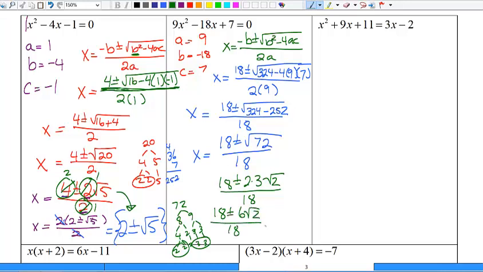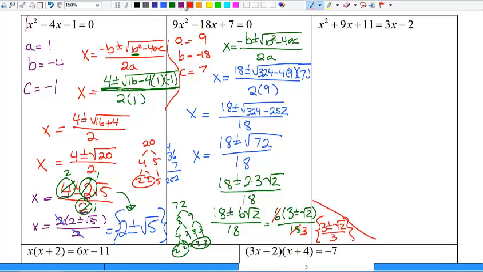It looks like I can factor my numerator. I can take a 6 out. And 18 and 6 can reduce to a third. So my final answer here is 3 plus or minus the square root of 2 over 3. Notice again there's still 2 answers there.